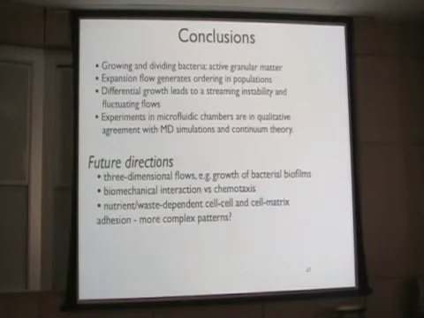And what we saw is that there are expansion flows which are inherent in growing populations because they have to escape. Once they start to escape, they orient themselves along the flow, and that leads to a local orientational order in populations. And if you have different growth conditions in different parts of the population, that can lead to interesting pattern-forming instabilities like this streaming which I described here.